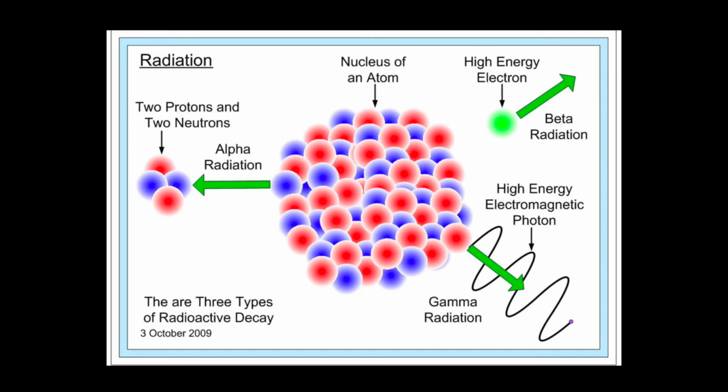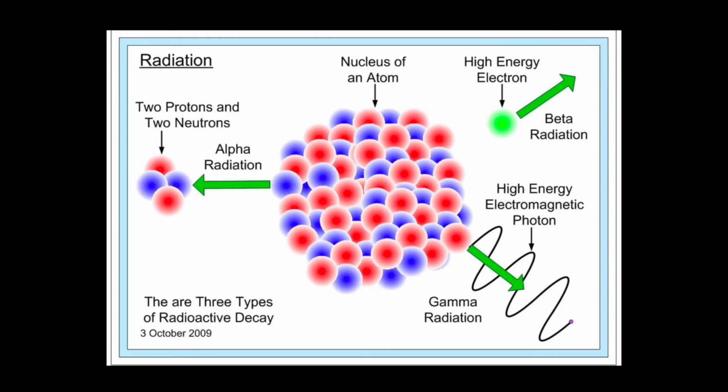Now, always, the daughter nucleus will be more stable, that is, it will have more binding energy per nucleon than the parent, and the transition from parent to daughter occurs with the emission of radiation. That difference in energy is emitted in the form of radiation. There are three main types of radiation, or types of decay, that can bring about this transition: alpha, beta, and gamma.